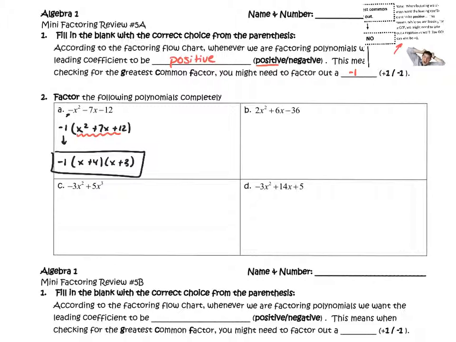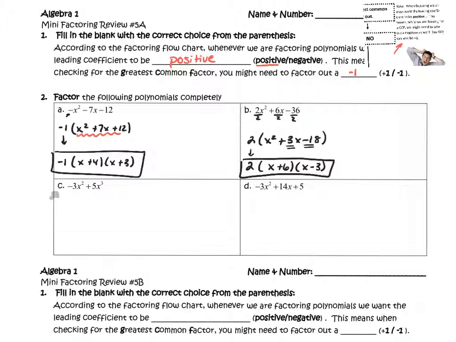Looking at the next one, the leading coefficient isn't negative. So when I'm looking for a GCF, I'm just going to look for the GCF of the numbers, which is a 2. So the GCF is 2, and we're left with x squared plus 3x minus 18. Then we're asking ourselves, after we carry down our GCF, would there be any numbers that would multiply to -18 and add to +3, in which case we would choose x plus 6 and x minus 3. And that would be our answer. Again, without that GCF, you will get it wrong. So you need to include that GCF in your answer.